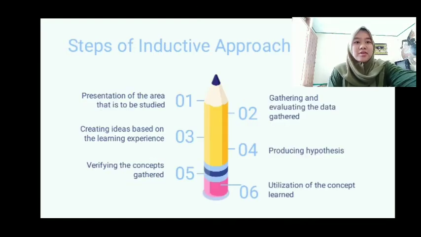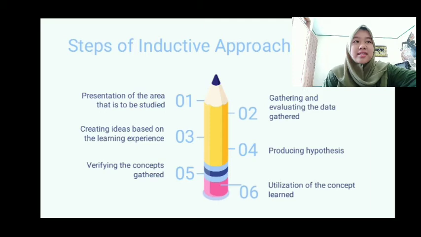And then the next material is about the steps of the inductive approach. So there are 6 steps of the inductive approach. The first is presentation of the area that is to be studied. The students must be given the most relevant and actual area where they would do the exploration. The goal is that students are clearer in understanding the topic. It also concerns the facilities they use in the learning process.